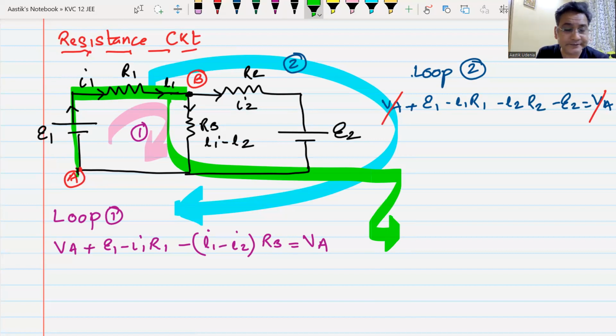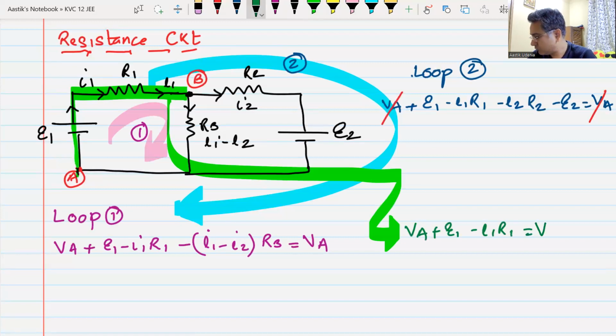VA plus E1 minus I1 R1 equals VB. Once you know the value of I1, this should be a cakewalk.